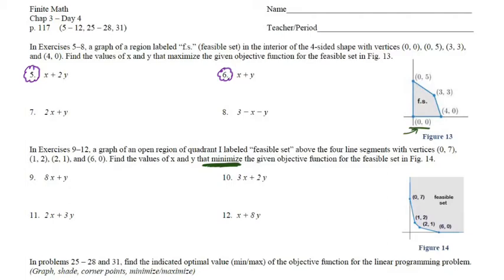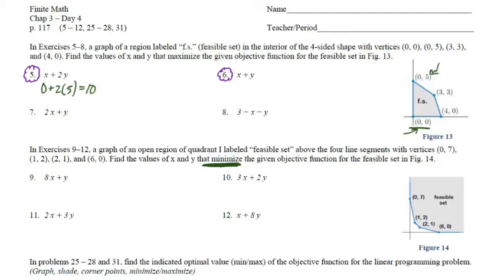So let's take 0, 5, for example. Plug in a 0 for x and a 5 for y, and we get 10 as our value from the objective function. So that may actually be the winner. Let's try another point here.